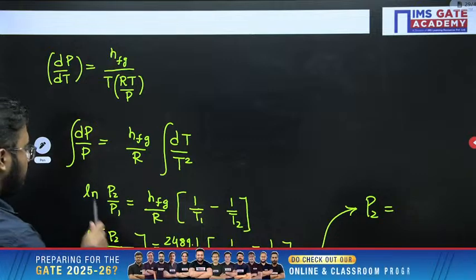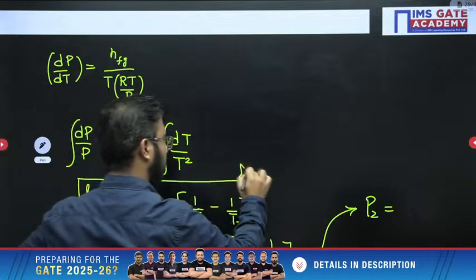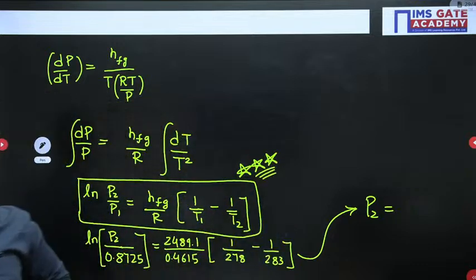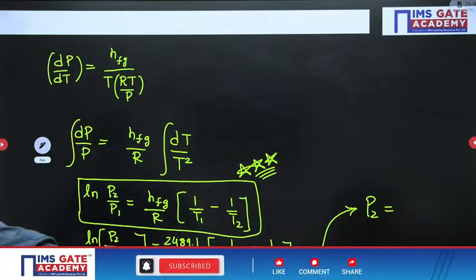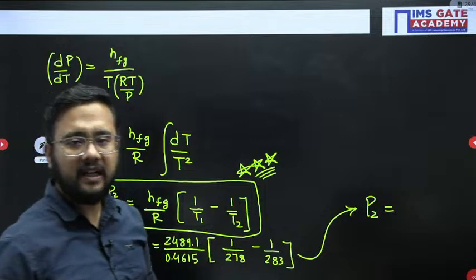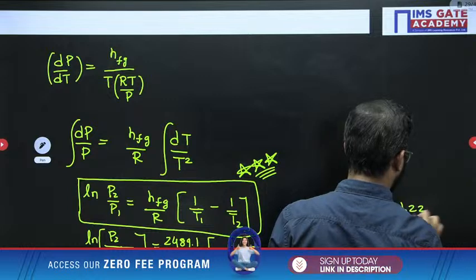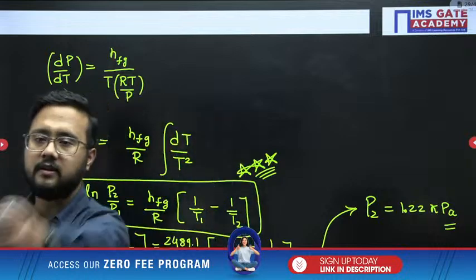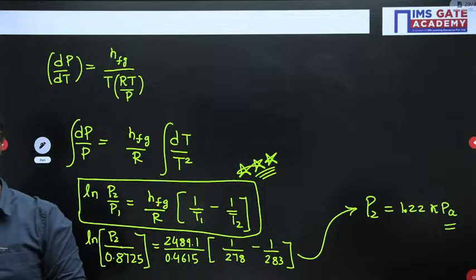And this formula you should directly remember. You should add this formula in your notes. Directly, it is very important. Please add it in your notes, guys. P value approximately 1.22 kilopascal it will be coming. Okay, 1.22 kilopascal approximately. Done. I hope this one is clear to everyone.